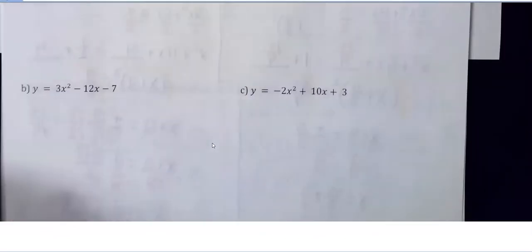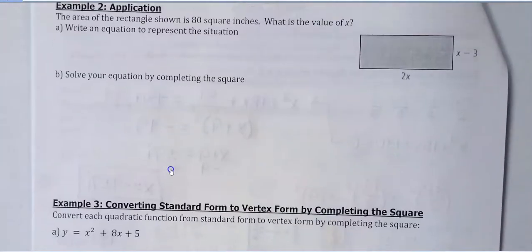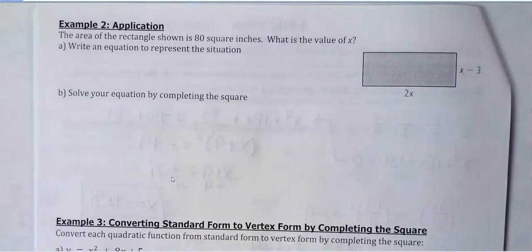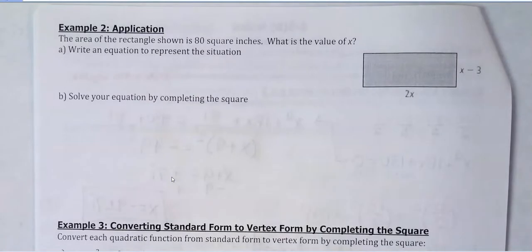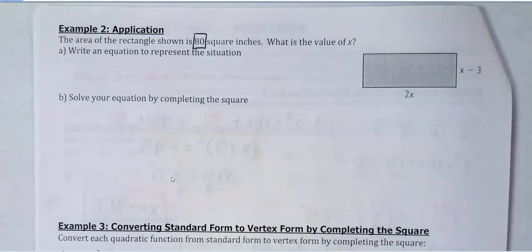Exciting news, a little word problem. All right. So I have a little rectangle pictured in the diagram. That's the first question on the back here. And it says the area of this lovely rectangle is 80 square inches. We want to find the value of x.